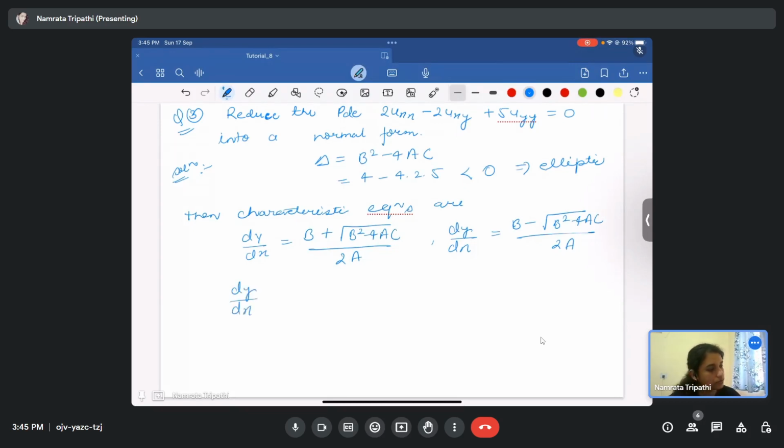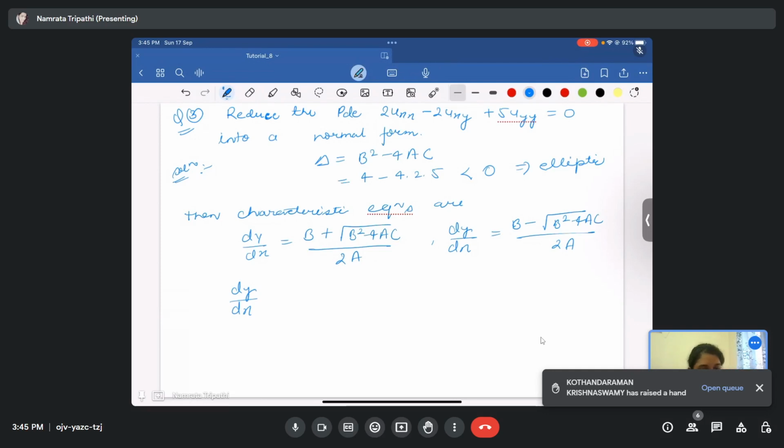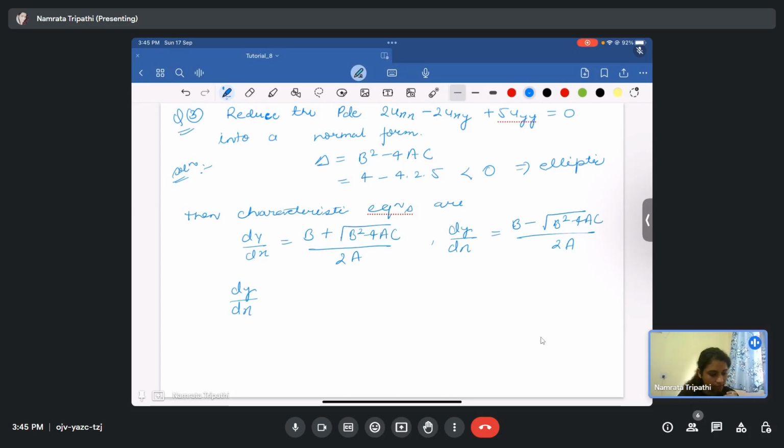Try to find out. Madam, in some books it is given minus b, in some books it is given plus b in the characteristic equation formula. No, minus b is not correct. Plus b is correct. Okay. So what is the value of b? b is minus 2.